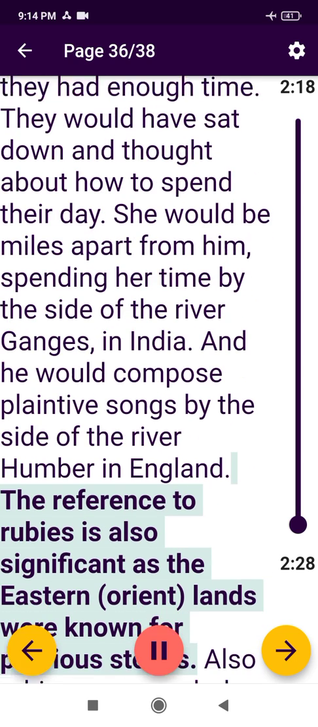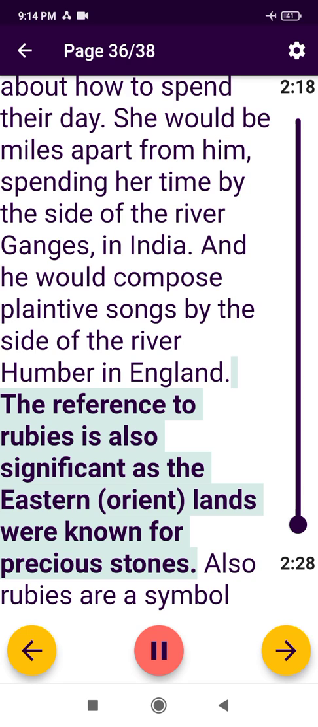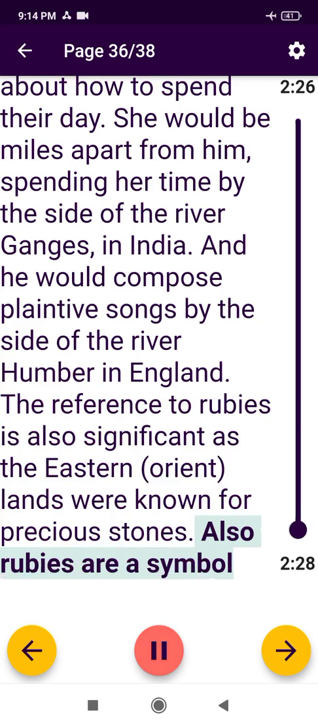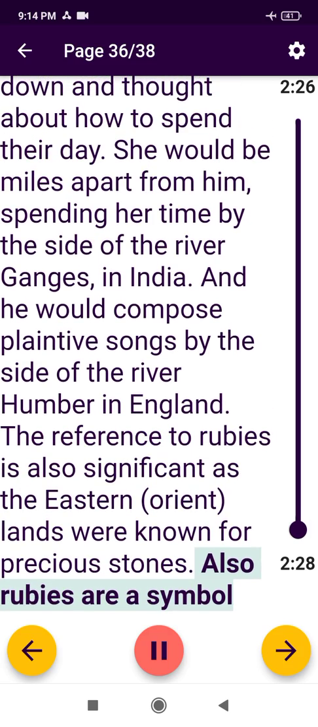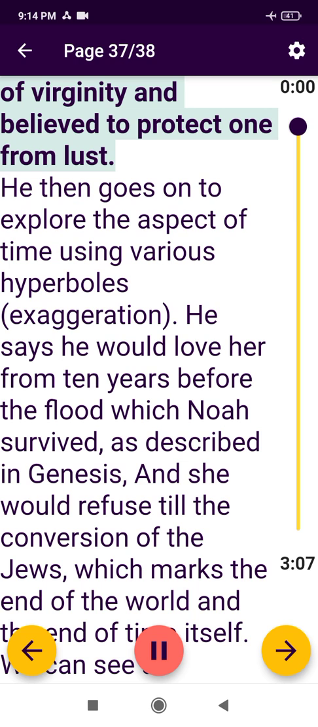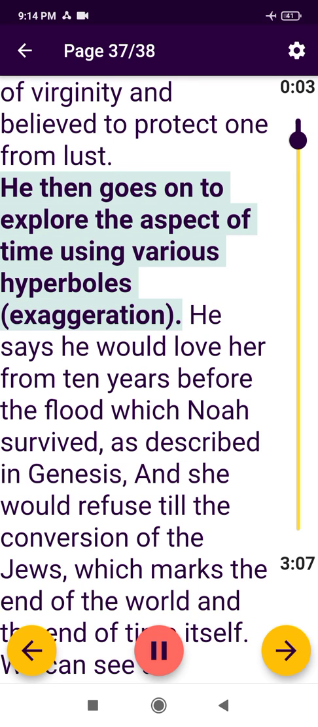The reference to rubies is also significant, as the Eastern Orient lands were known for precious stones. Also, rubies are a symbol of virginity, and believed to protect one from lust. He then goes on to explore the aspect of time using various hyperboles, exaggeration.